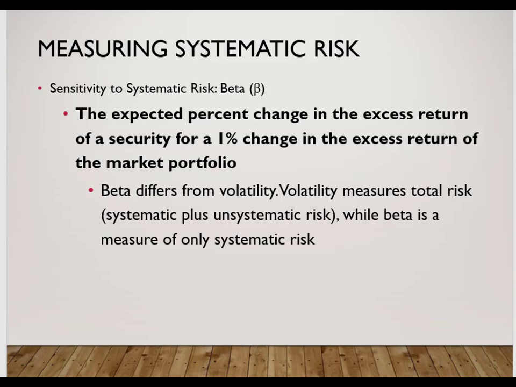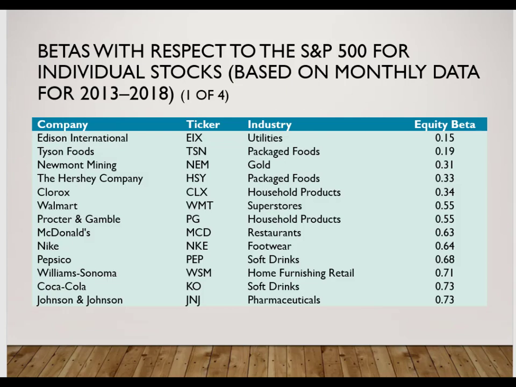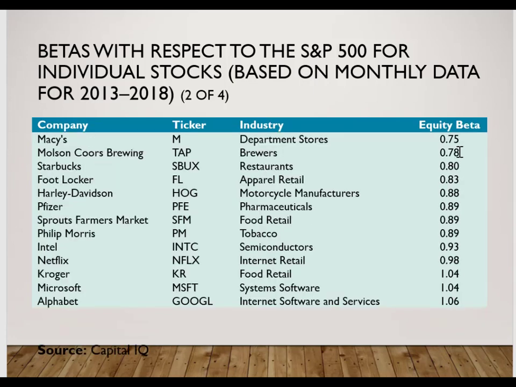So let's see some examples about how this looks, right? So here are some companies. Again, we're not going to spend a lot of time looking at these, but you go down the list, you see here are the companies, their tickers. We can see different industries. And here is what we're referring to as the beta of these companies. So you can see here Coca-Cola is 0.73. Tyson Foods, 0.19. What does this mean? The bigger the number, the greater the systematic risk.